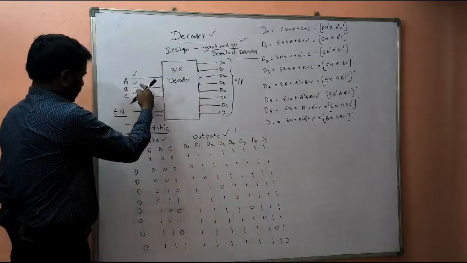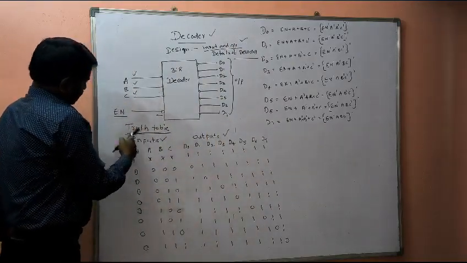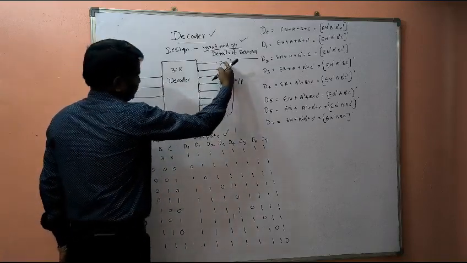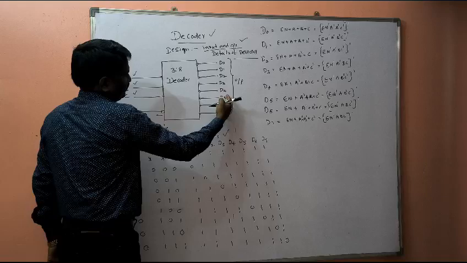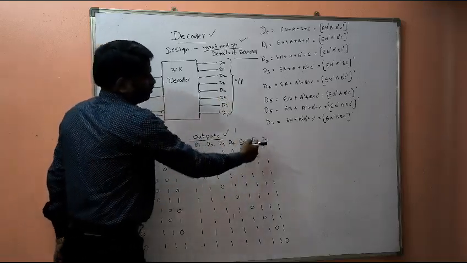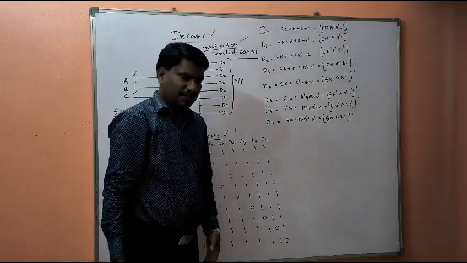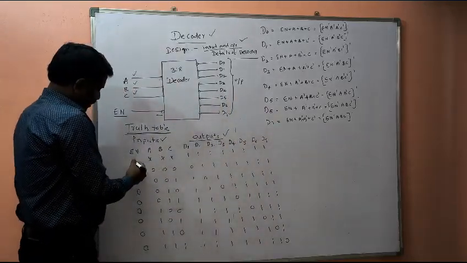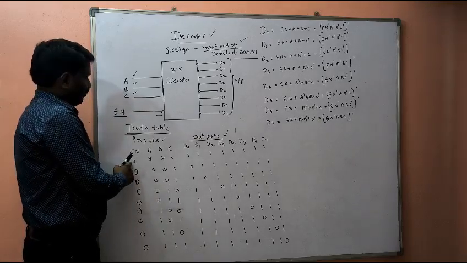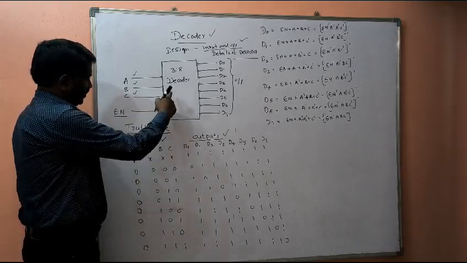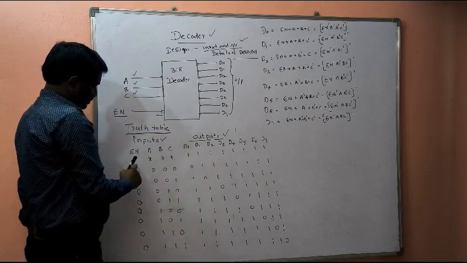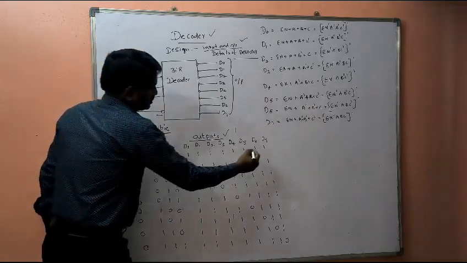What are the inputs? A, B, C and the enable input. Enable is active low. We have D0, D1, D2, D3, D4, D5, D6, D7 as outputs, so D0, D1 up to D7 are represented here. When enable is 1, what is the device? The decoder. When enable is 1, all outputs are 1s.